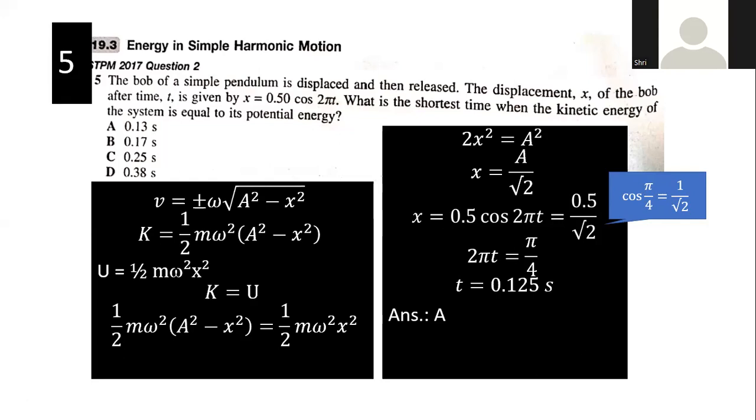Can? Yep. What is the problem? Any part not clear? First, we calculate the displacement where the kinetic energy and potential energy are the same. That's what we are told. And after that, we use the equation to calculate the time. Which part is not clear? Ask. Don't keep quiet.